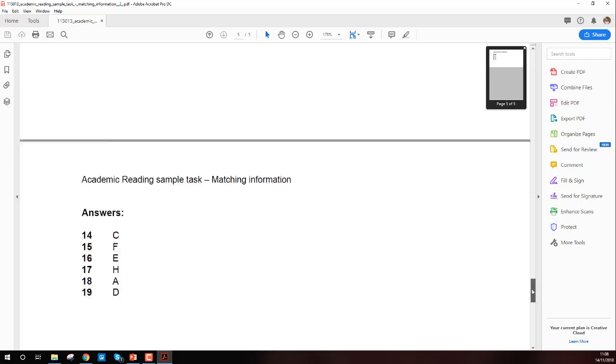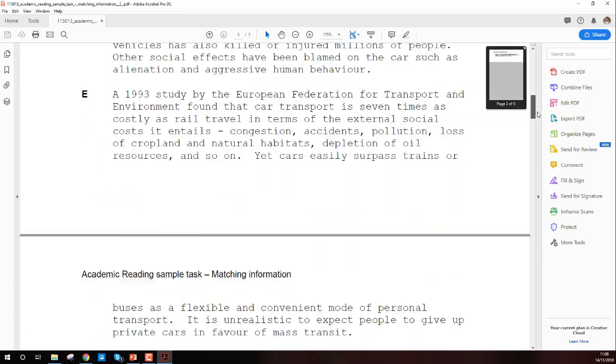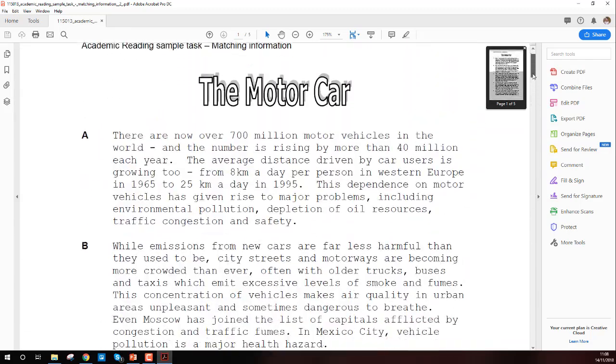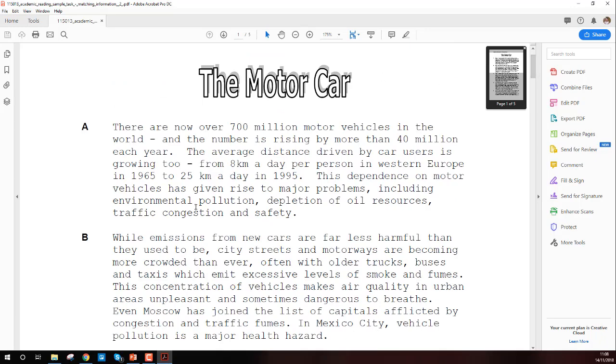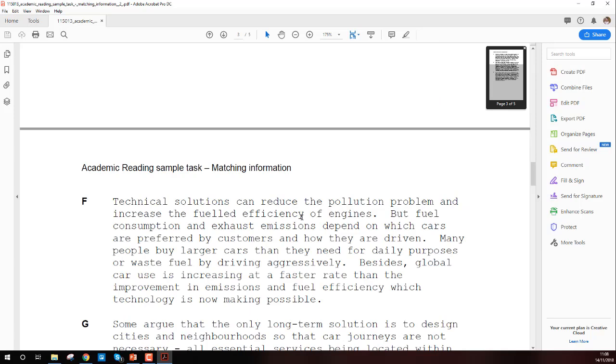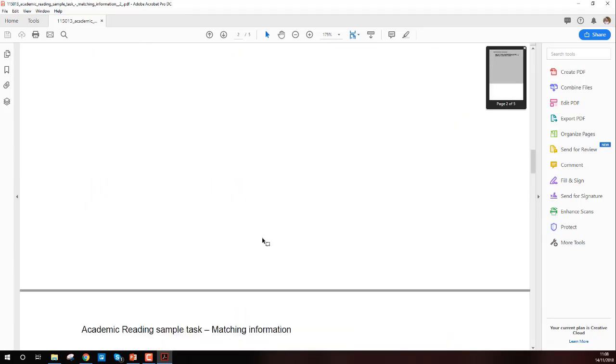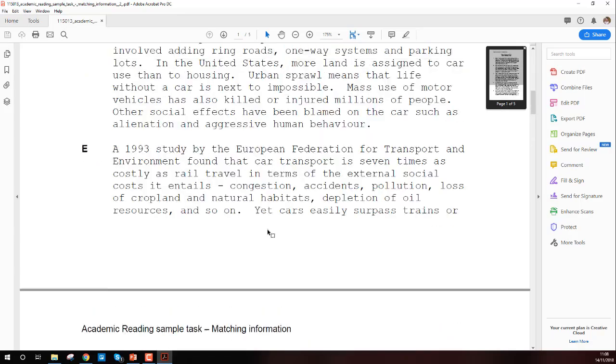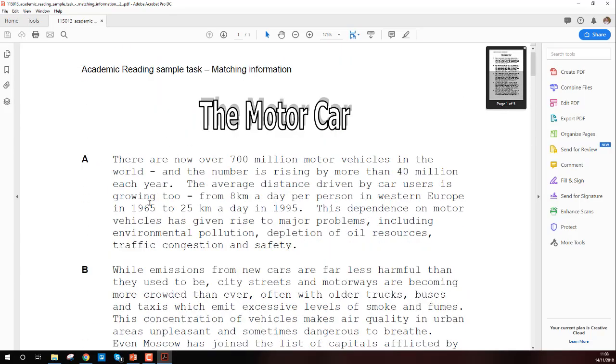Okay, so as you can see, probably the most important thing is the skimming that you do at the beginning, because that's going to help you orientate yourself and know where to scan. But it's really, really important that you use all three skills. You need to skim, then scan, and then read carefully to find the correct answer. And if you use those skills in combination like that, then you will get the correct answer.